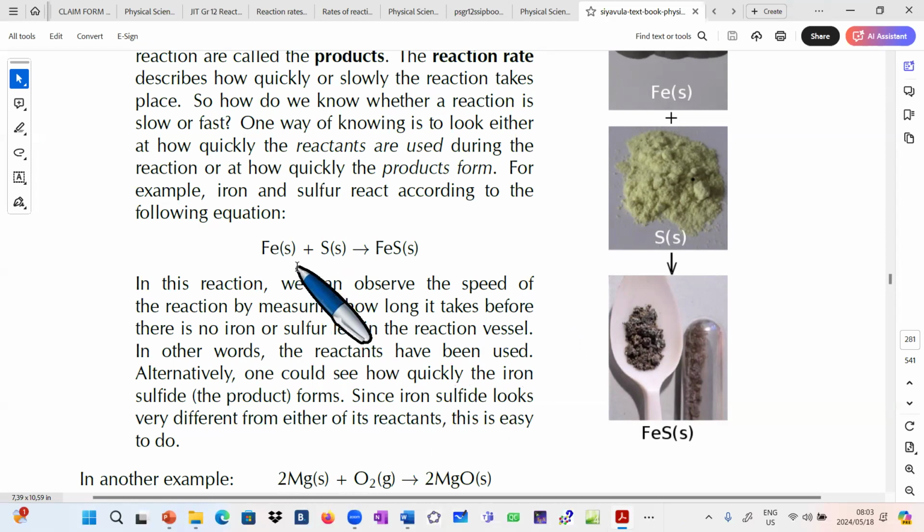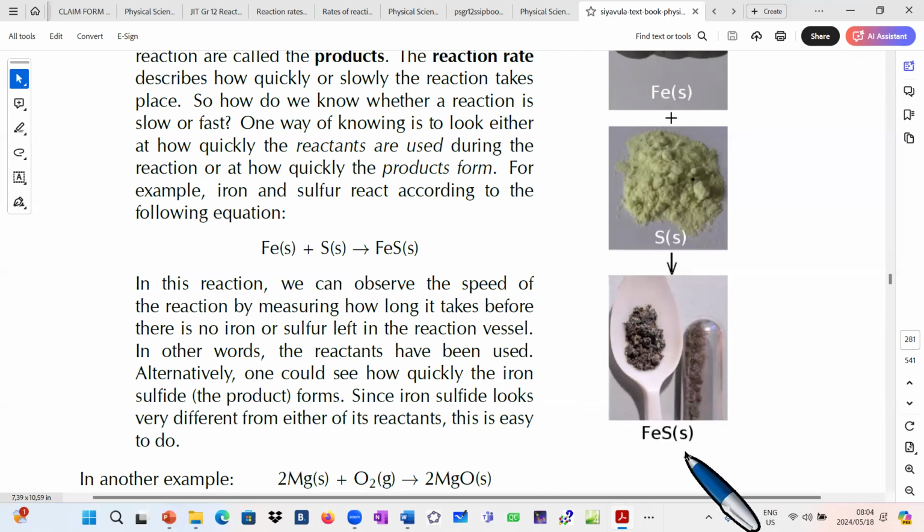So we are dealing with how long it takes before all the reactants are used up, and we do not have any reactants left. We do not have any iron, nor any sulfur, but we have just iron sulfide as a solid in the reaction vessel. Alternatively, instead of looking at how quickly the reactants are used up, one could see how quickly the iron sulfide, which is the product, forms.